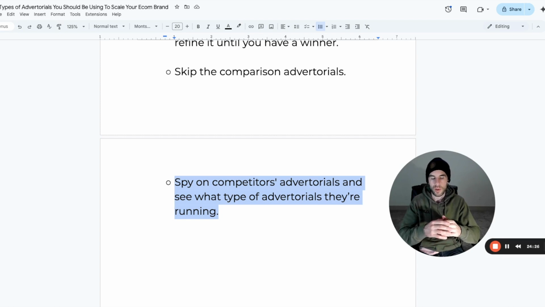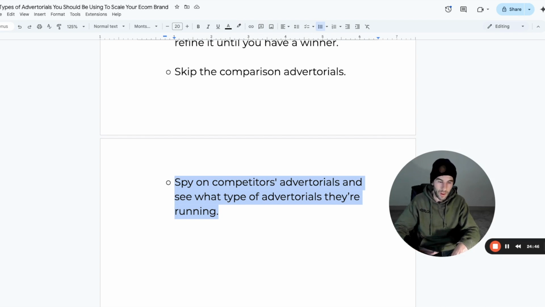So what you can do is spy on your competitors' advertorials and see what types they're running. You have a pretty good likelihood of understanding, if their product is somewhat similar to yours, they're in the same niche, and they are scaling one specific kind of advertorial, that's a pretty good indicator that that same kind would work well for yours.